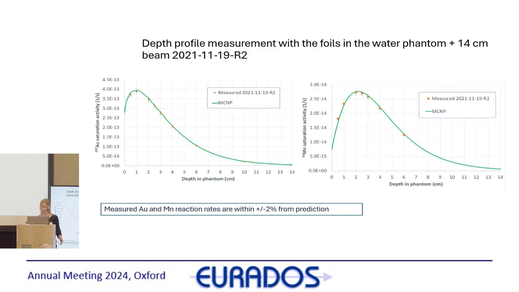So here's just one example of how well this measurement method works. I have plotted some water phantom measurement and simulation results for reaction rates, gold and manganese, and the measured reaction rates are within ±2% from this simulated.